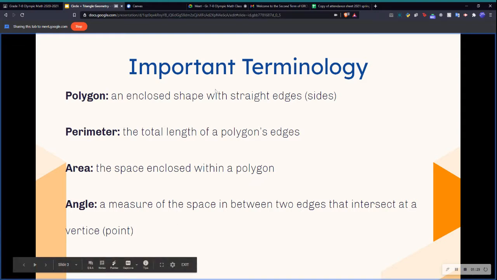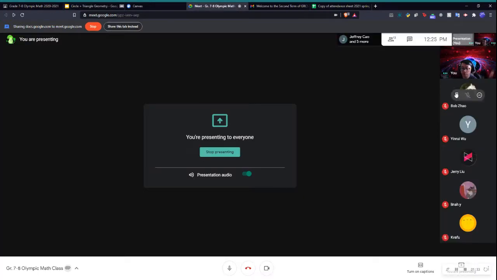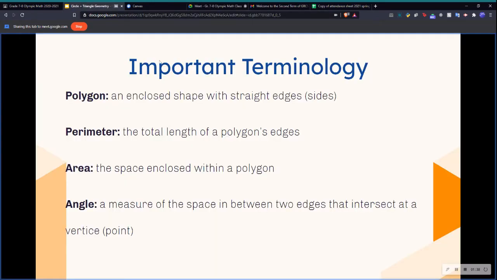Any questions about these terms before we move on? If there are no questions, I'll move on.